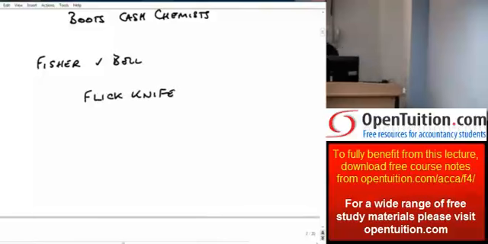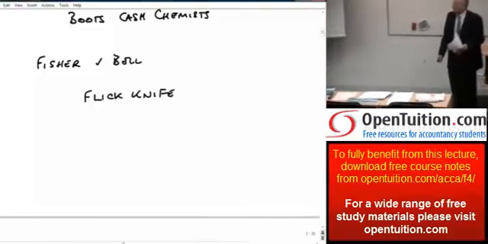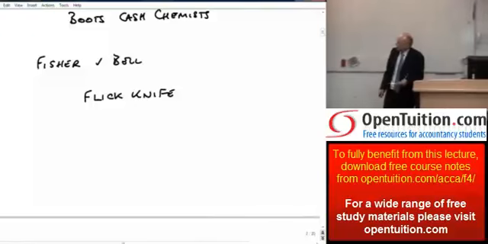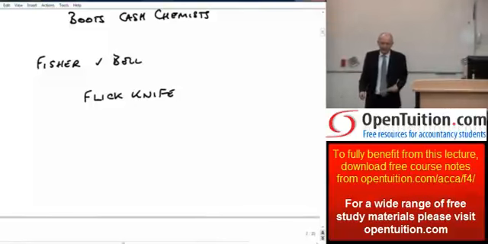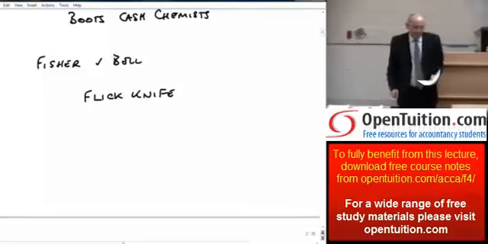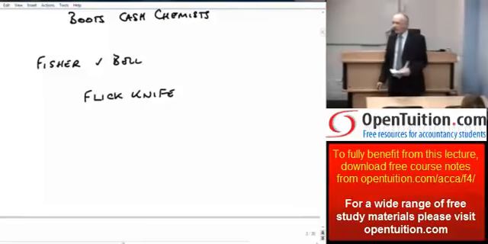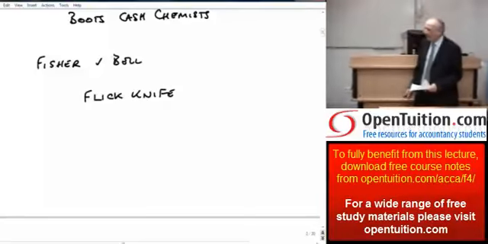A flick knife. Make sure you write that down clearly. I haven't done. Make sure you write it very clearly. It's known as the flick knife case.